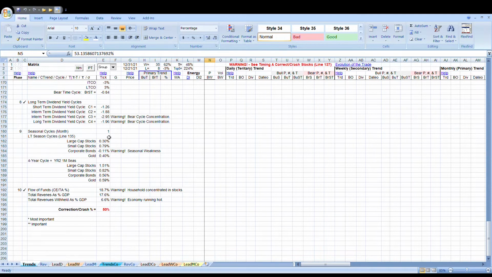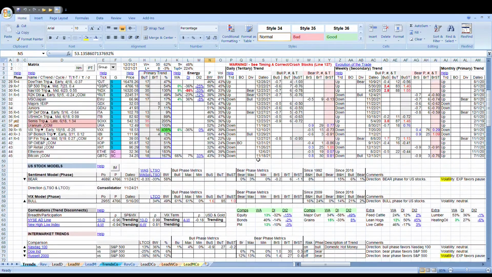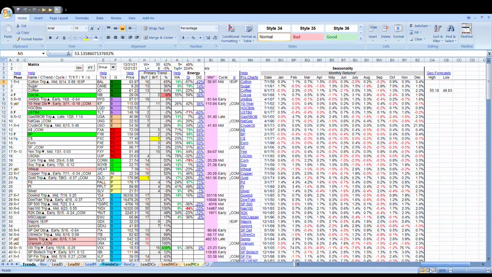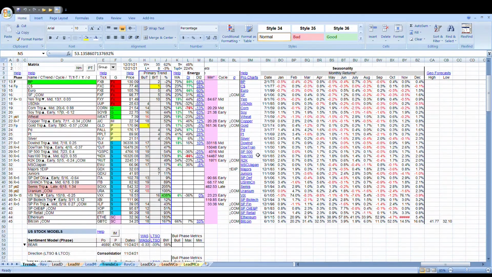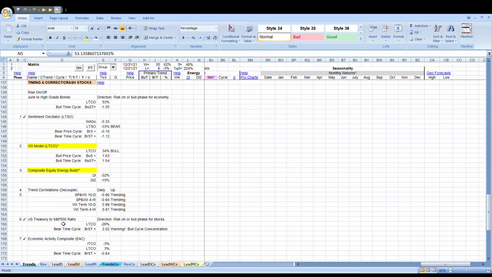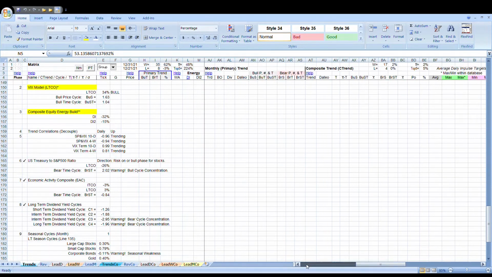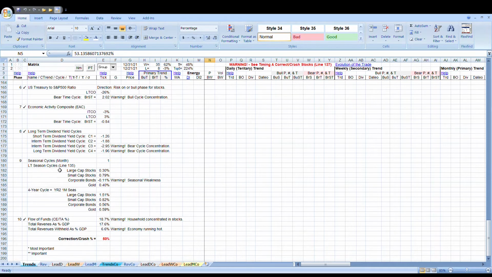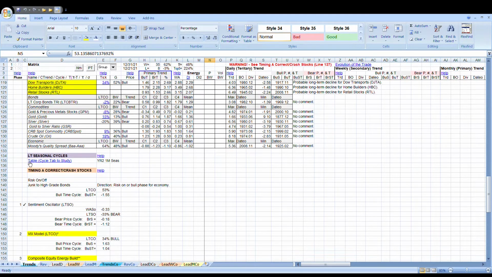Now, seasonality we've talked about a lot in terms of individual assets up over in this part of the matrix. You see the stock seasonality, S&P 500, NASDAQ, small caps. Those are all important. Right now, the model is really focusing on the S&P 500, but I've included the long-term seasonal cycles, which I have a hunch many of you have not been using regularly. And it is right up here in line 135.